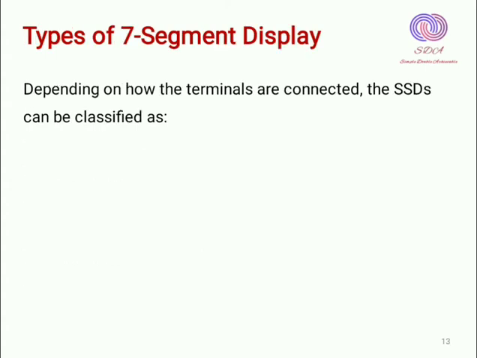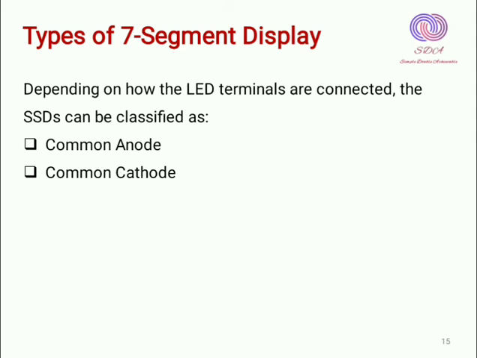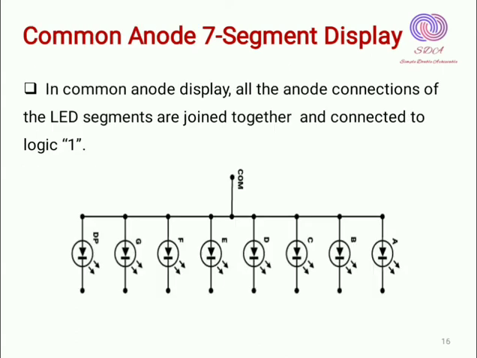Now, depending on internal LED connection, 7-segment displays can be classified as common anode display and common cathode displays. In common anode display, all the anode connections of the LED segments are joined together and connected to logic 1 or high. Individual segments are illuminated by applying a ground or logic 0 via a current limiting resistor to the cathode of the particular segment.